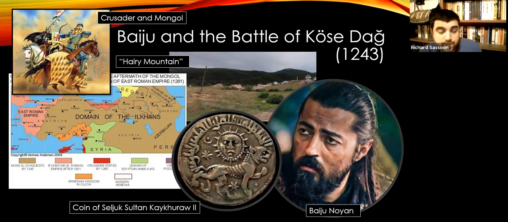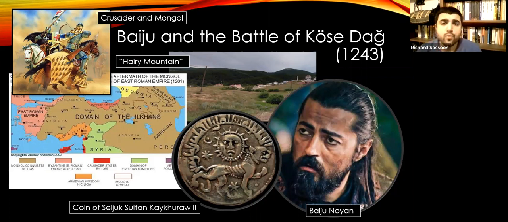They had Georgians. They had people from the Byzantine Empire, or what was left of it, what was called the Empire of Nicaea, and the Empire of Trebizond. So you had all these Christian groups, all these Muslim groups uniting against a smaller Mongol force led by Baiju Noyan, and yet the Mongols were incredibly successful in this battle.